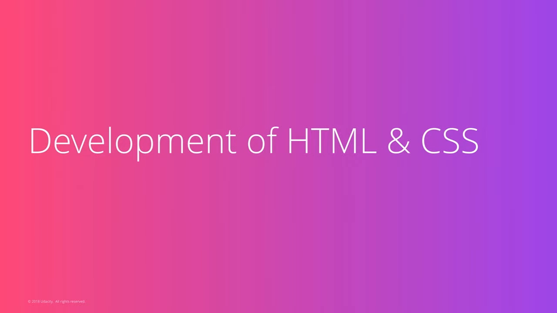We've looked at programming and programming languages, but where did these come from and how did they get developed? That's what we'll be looking at in this section. So we'll be looking at first how HTML and CSS get developed.